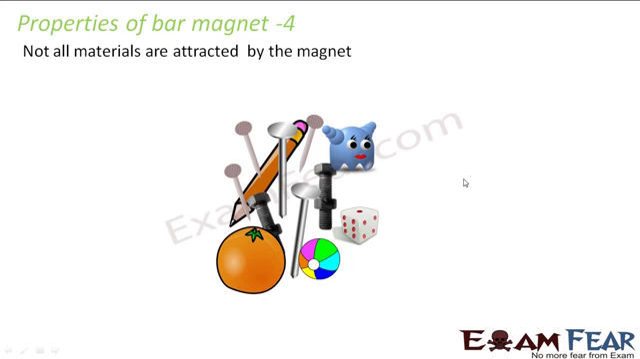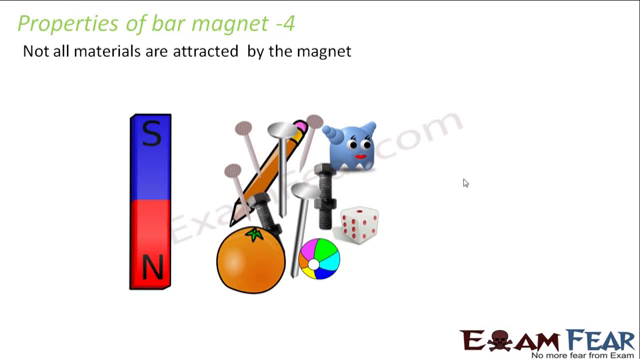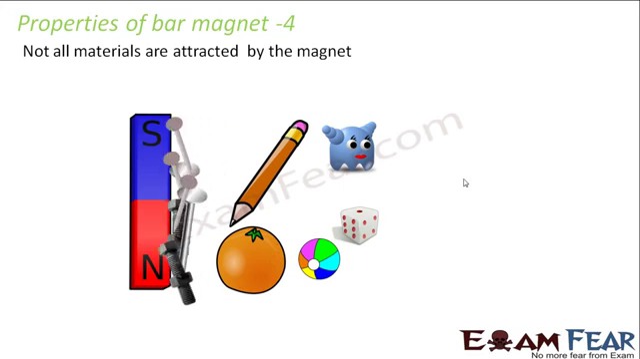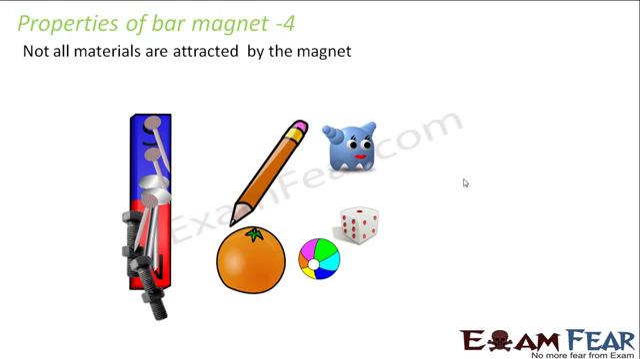Secondly, we can never isolate a north pole or a south pole. If a magnet is cut into two pieces, we get two different magnets again. Third property, like poles repel and unlike poles attract each other. Fourth property, not all materials are attracted by the magnet. A magnet attracts only specific set of materials, as you can see here. There are so many objects present here, but it attracts only some specific materials.